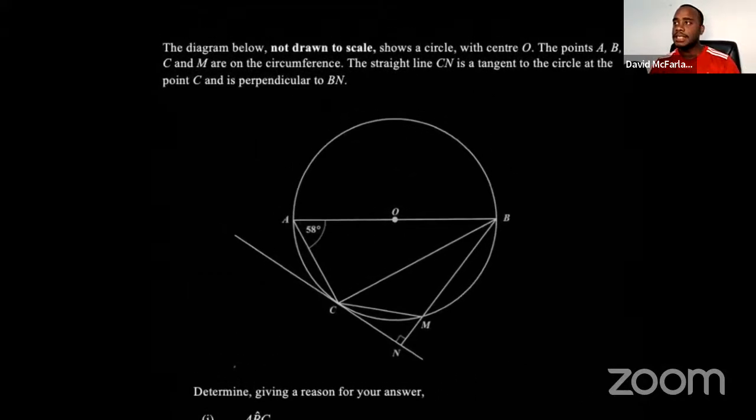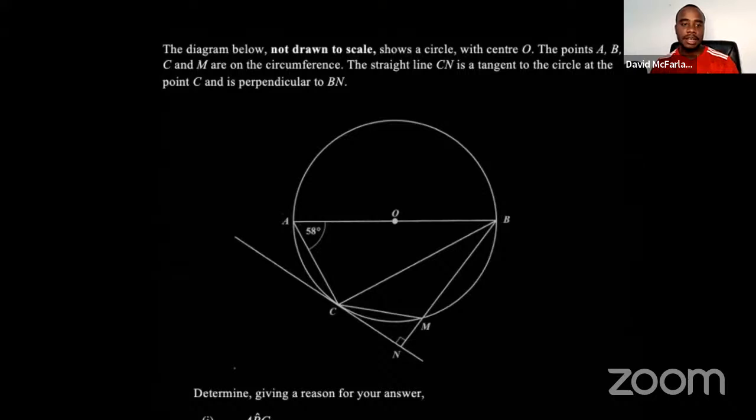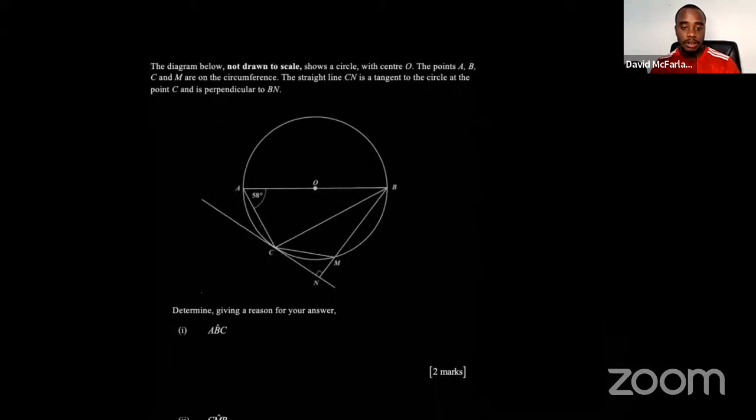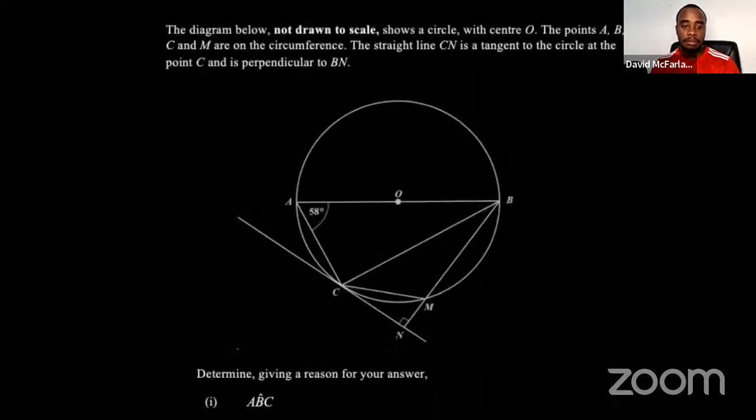Now, in this CSEC question, it says the diagram below, not drawn to scale, shows a circle with center O. The points A, B, C, and M are on the circumference. The straight line CN is a tangent to the circle at the point C and is perpendicular to BN. We want to find, given a reason for our answer, initially A, B, C.